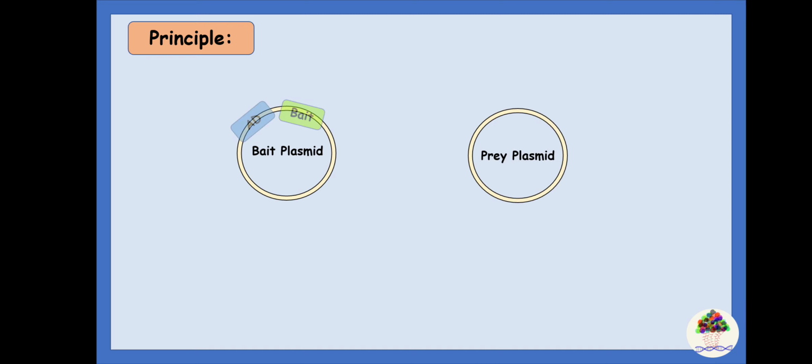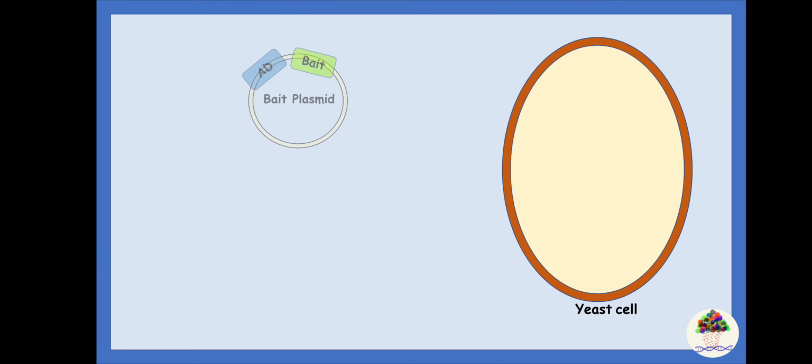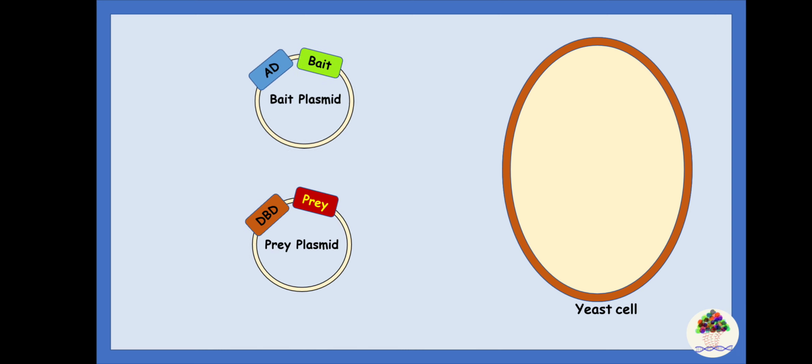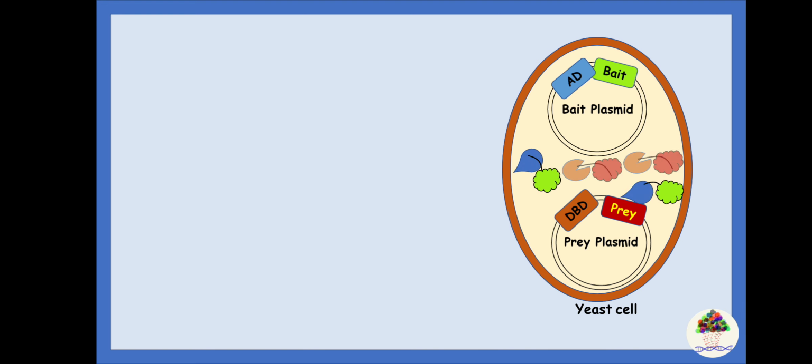In the bait plasmid, we are conjugating the DNA binding domain and the bait protein in the plasmid, and in the prey plasmid, we are conjugating the activation domain and the prey protein. Those two plasmids will individually produce their conjugated proteins, the DNA binding domain bait protein and the activation domain prey protein. Now we need to transfer those two plasmids into the yeast cell, and those two plasmids will produce their own proteins inside the yeast cell.